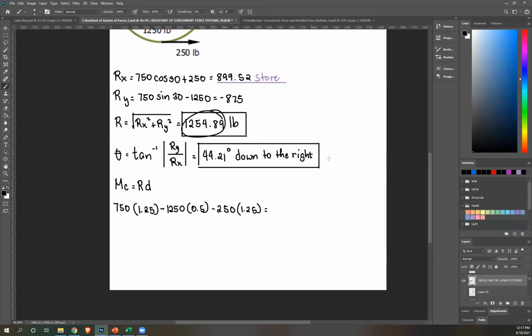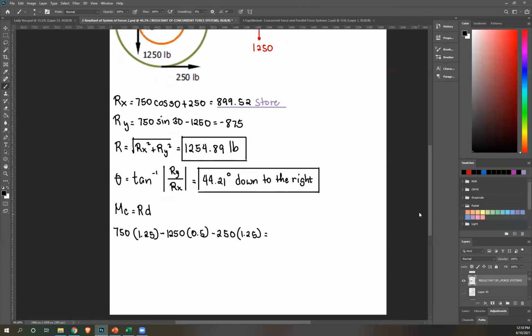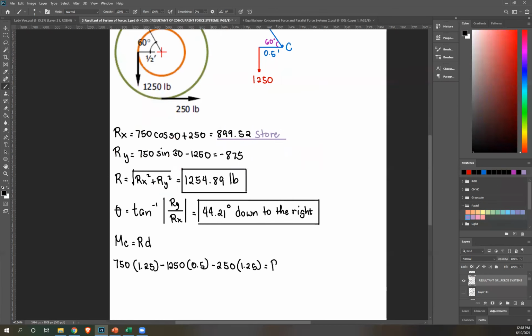This is your R, 1254.89. Okay? So you're gonna guess where your R is, because we want to guess its direction. So let's say it's over here. It's above the center. So if you take that above the center, or about the center, that's gonna be clockwise. So positive R. Okay. Again, we're assuming R is placed above the center, or R acts above the center. So positive R.